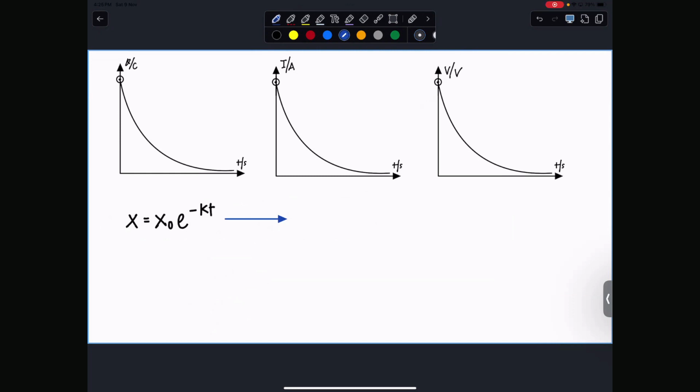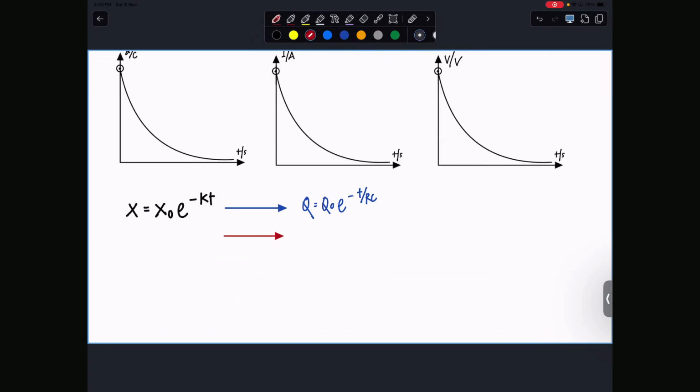So the one for charge would be what? Q equals Q naught e to the power minus t divided by RC. Now where does this t by RC come from? I think it's not needed because it's a complicated derivation, but you just have to know the equation. Similarly, I can use this equation to come up with the equation for current, which is going to be what? I equals I naught e to the power minus t by RC. And lastly, voltage or potential difference, V equals V naught e to the power minus t by RC.